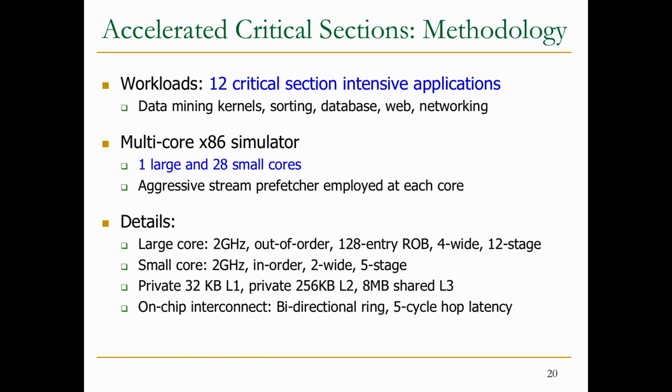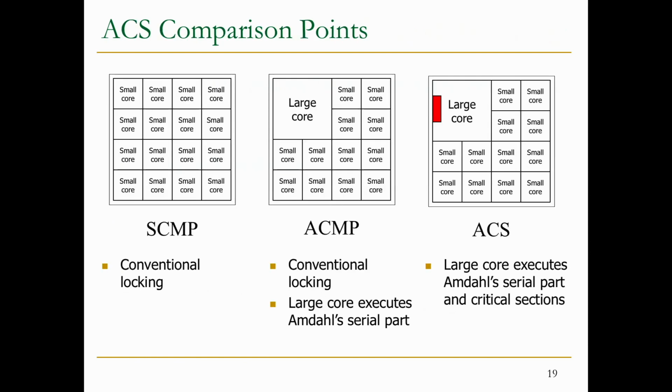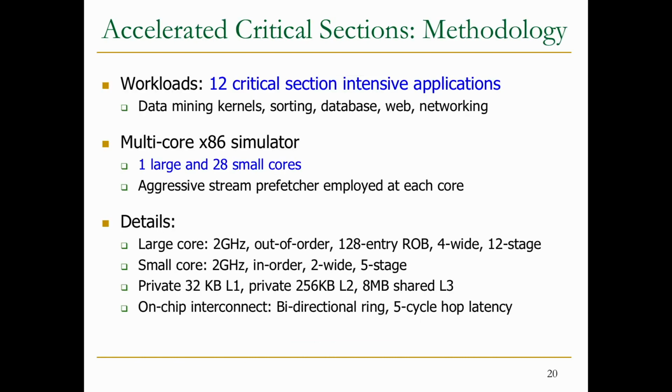Okay, so basically we're going to compare the performance of these three different things. Symmetric small cores, asymmetric multi-core, where the large core executes only the serial parts of a program, and accelerated critical sections where the large core executes, as we discussed, both the serial part and the critical sections. And again, we're not going to discriminate between critical sections. All critical sections go there. That's not necessarily the right thing to do, as we will see later on.